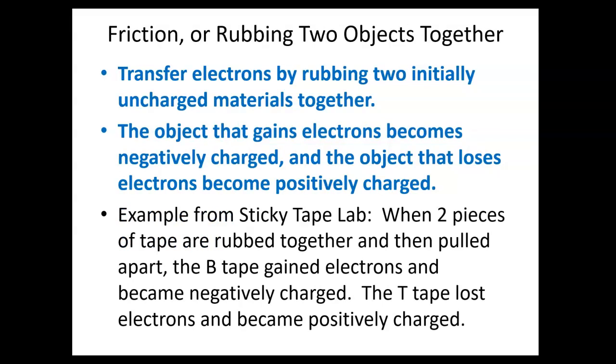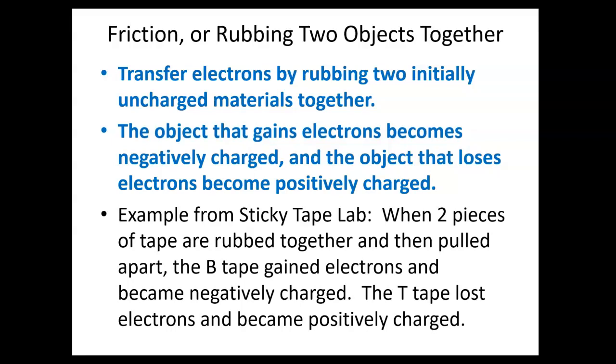So friction refers to a method of creating electric charge where two objects are rubbed together. The two objects might initially be neutral, right? Neither one of them has to have a charge at the beginning, but when you rub the materials together, electrons can move from one object to another. The object that gains electrons now has more electrons than it has protons, and so it has a negative charge. And the other object must have lost those electrons, and so it now has more protons than it has electrons. It now has a positive charge.